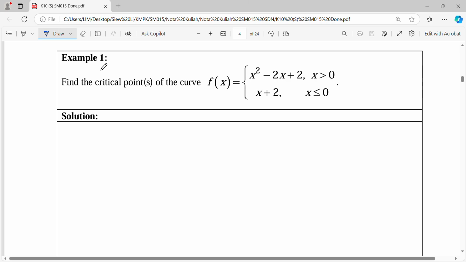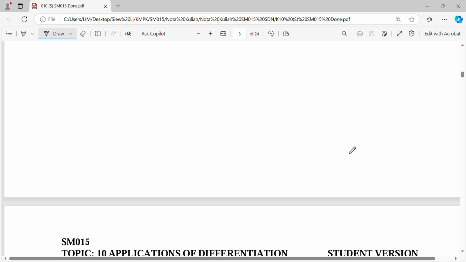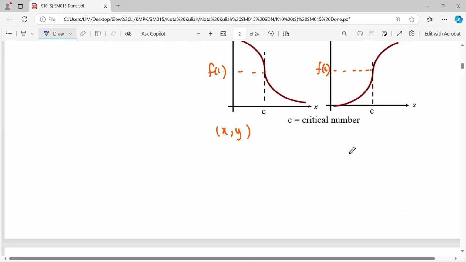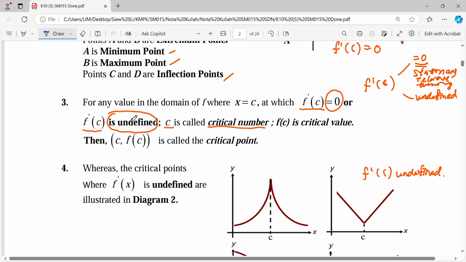Okay, come. Find the critical points of your function. For this piecewise function, first of all, we go back to your basics. How to find your critical point? Your critical point can be obtained by first derivative equals to 0 or first derivative is undefined.